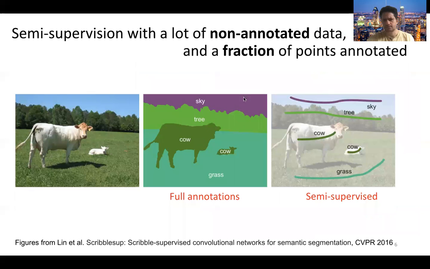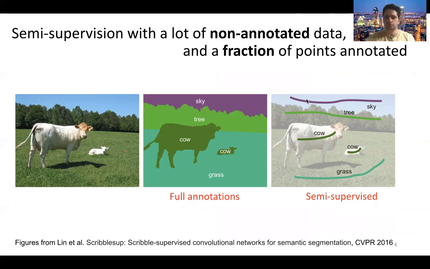This is another specific example where the idea is very simple. Either you have weak annotations that are not complete, or you have partial annotations, where just a fraction of your data is labeled and the rest is not labeled.